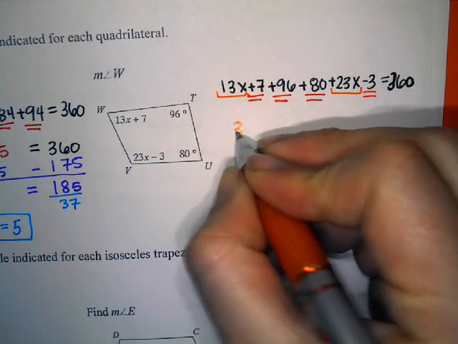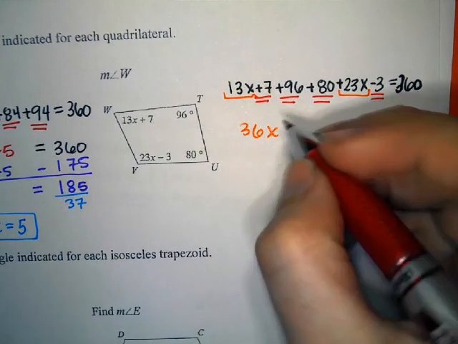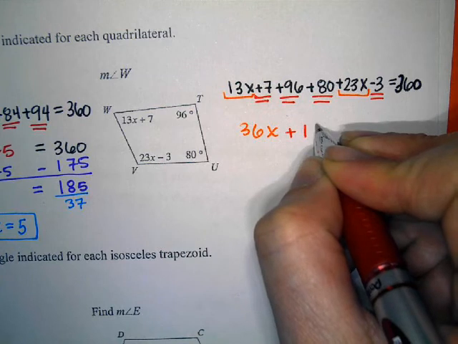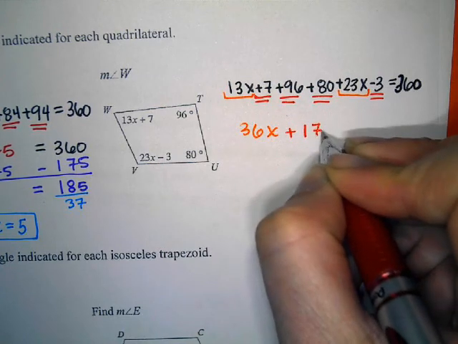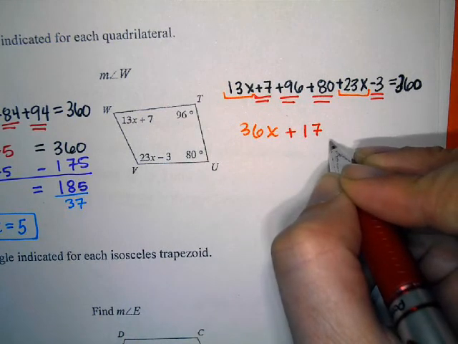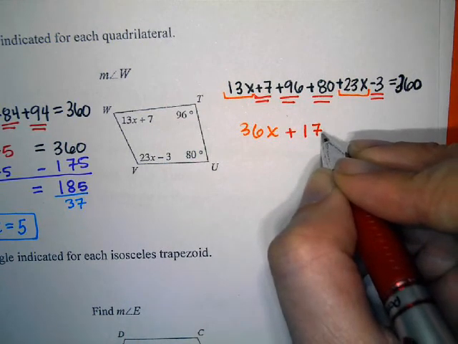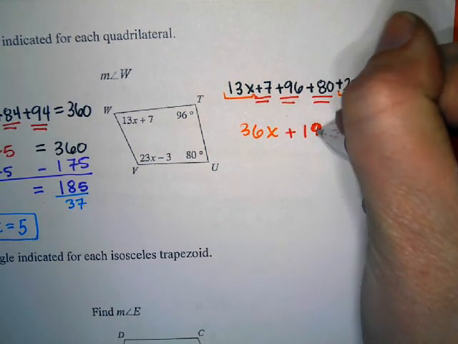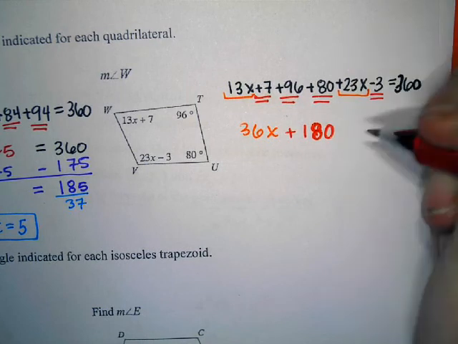Oh, wait, not yet. Who has the next line? Just the line, not the answer. 36 and 174. Uh-oh, did something go wrong? It's 173. Oh, okay. 174, sorry. 173? It's 180. I thought I put 98 instead of 96. It's because I didn't add the 7. I knew I was doing something. You gotta add all the 7 minus 3, 96, 80.